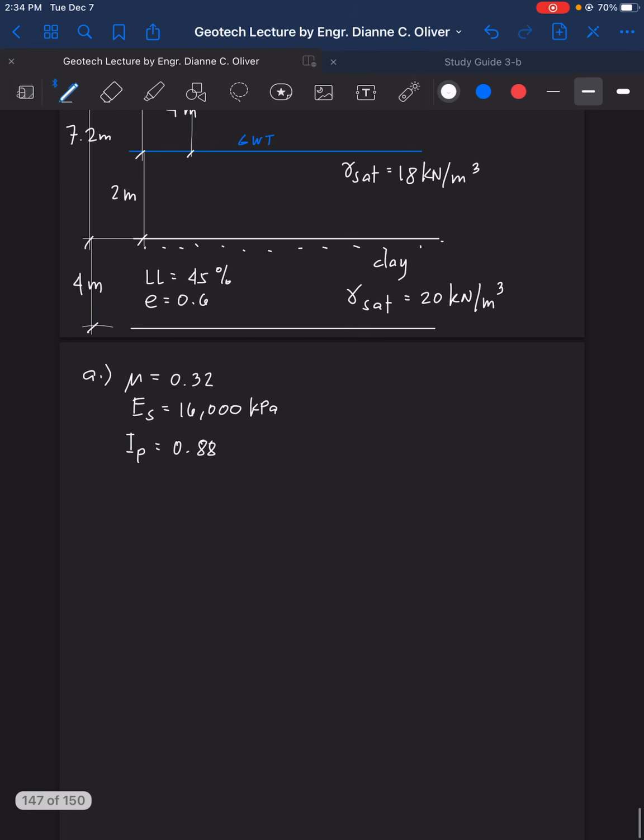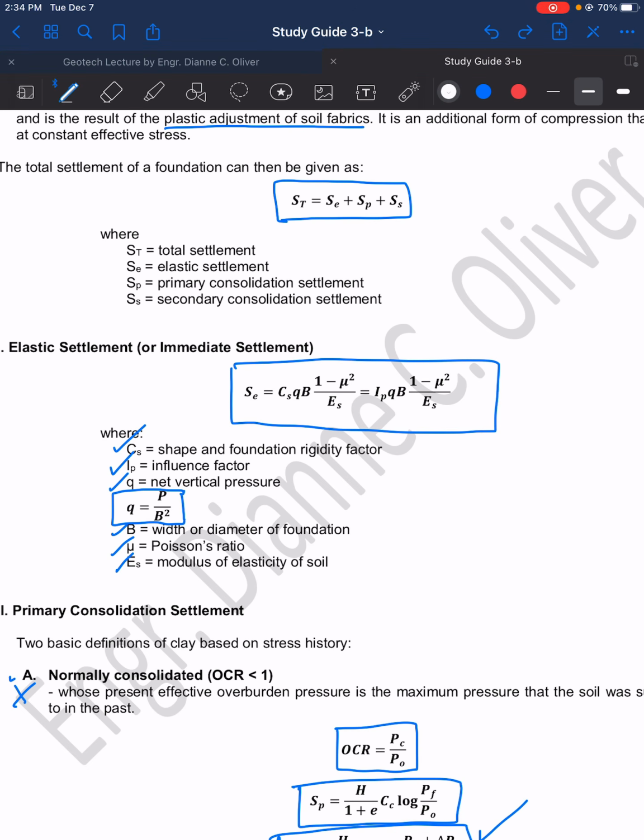So what's the formula for SE? SE is equal to I sub P small q times B of the base, then we have 1 minus mu squared all over E sub S. Okay, so it says here B is the width or diameter of the foundation.